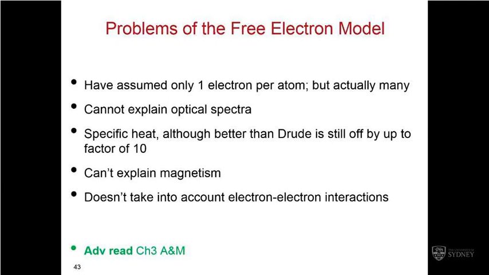The specific heat, as I said, it does better than Drude. The specific heat is actually still off by a factor of 10, on average, I guess. And of course, it can't explain magnetism. We've only got 1 electron in this model. And it doesn't take into account electron-electron interactions. So this is a summary of some of the shortcomings of the free electron model. Because you can imagine you've got all these electrons in reality, in your atom, interacting with the electrons in the other atoms. There's going to be interactions between the electrons, which aren't included.